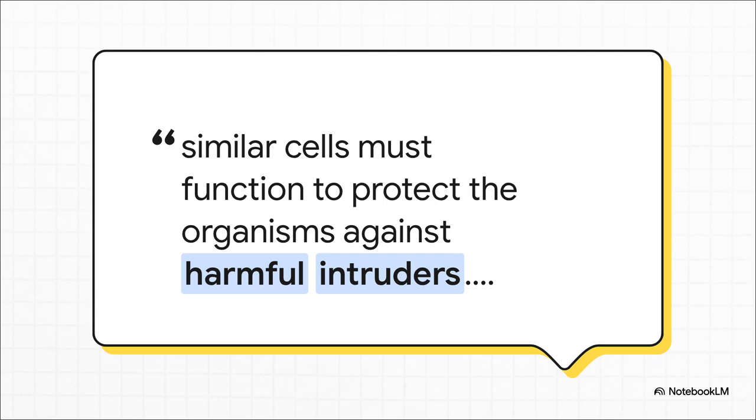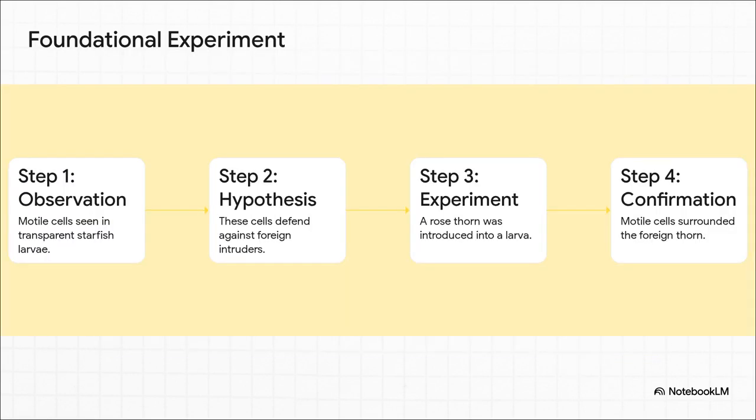And seeing this sparked a revolutionary hypothesis. Maybe these mobile cells weren't just passive bystanders. Maybe they were active participants in the organism's defense. So, Mechnikov's thought process followed the classic scientific method perfectly. First, the observation of these motile cells. This led him to step 2, forming a testable hypothesis, that these very cells actively protect the organism from harmful intruders. To test this, he came up with a brilliantly simple experiment.